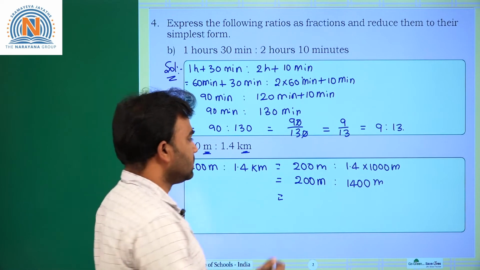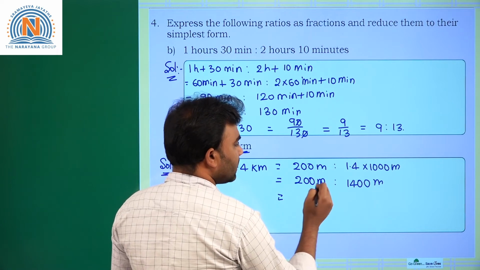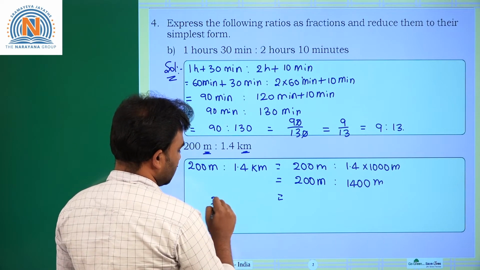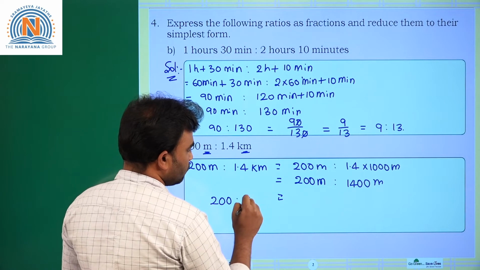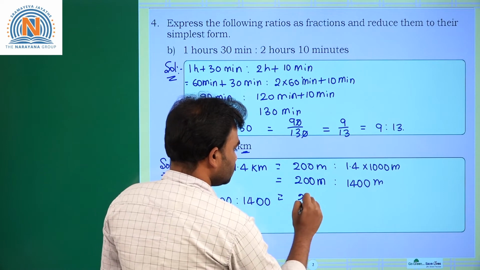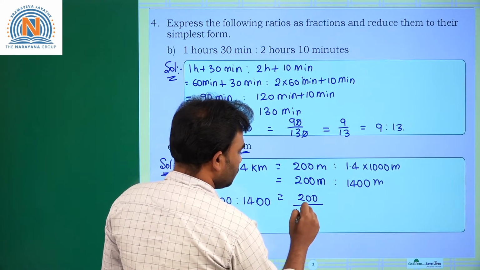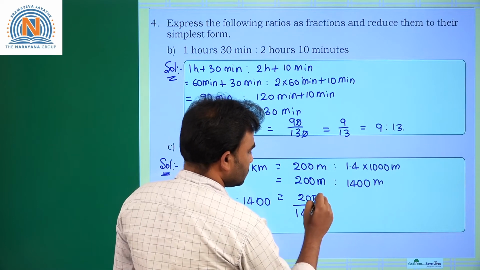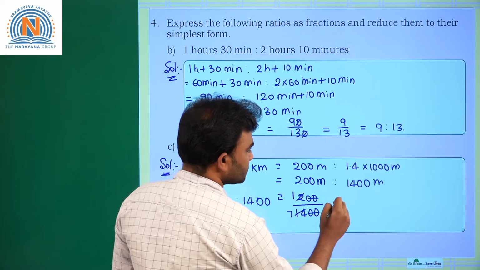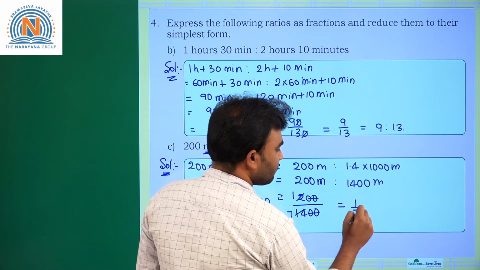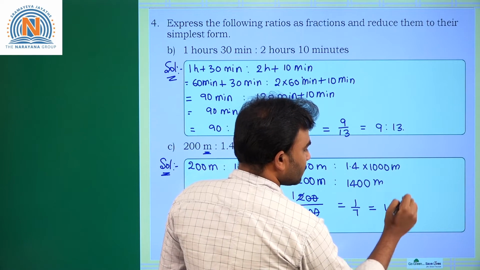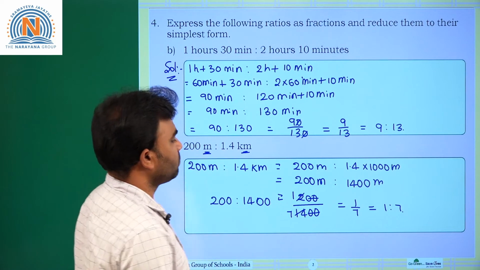Now units are the same, right? Then the fraction form of 200 is to 1400 meters, that means 200 is to 1400, is equal to 200 by 1400. Two zeros cancel, and here see 2 ones and 2 sevens, equals 1 by 7, or it is also equal to 1:7. This is the simplest form of the given problem.